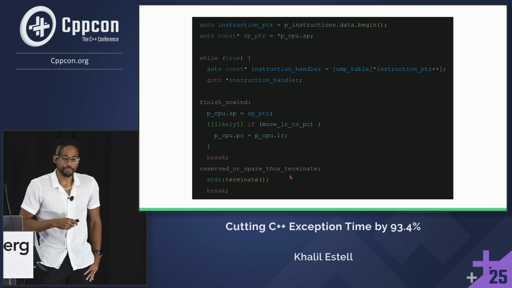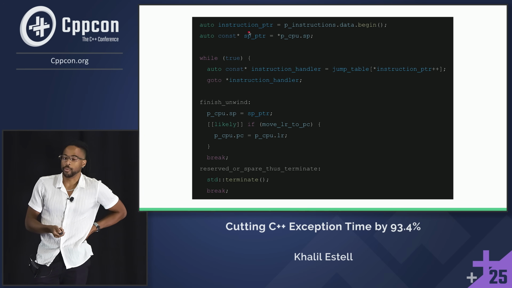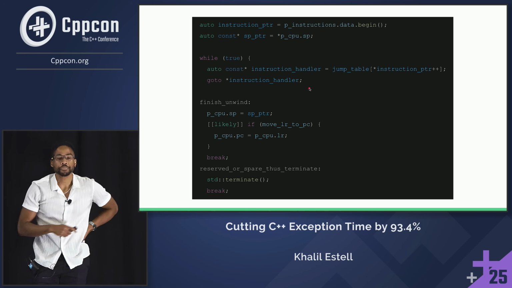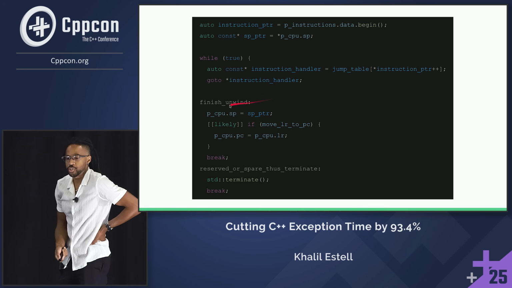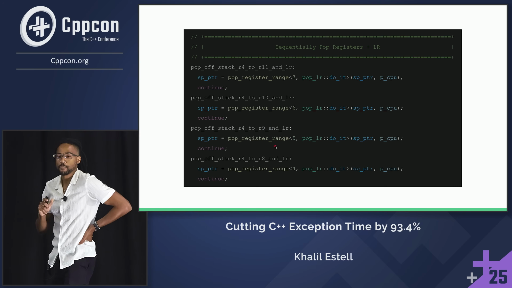Now for the actual engine, I grab the instruction pointer, I get an iterator from the instructions, I throw them into the jump table, and it pulls me back out a handler, the address of the handler that I need. Then you can do a go-to dereference instruction handler, and it'll jump you straight to that handler. You can see some of the other instructions that are here, like finish unwind and reserve, thus terminate.